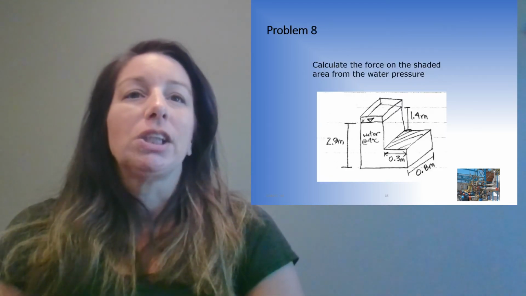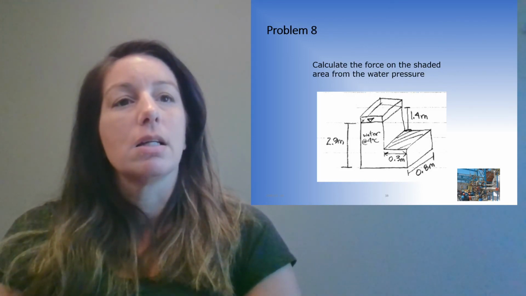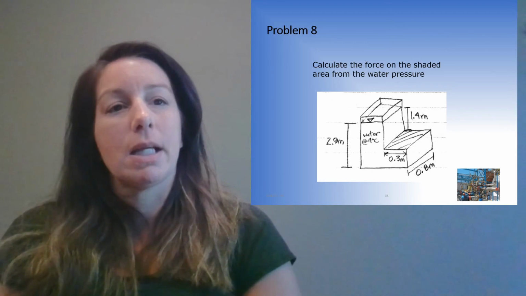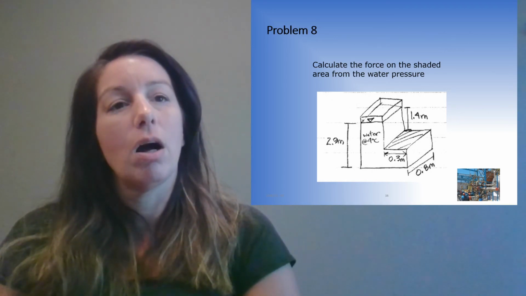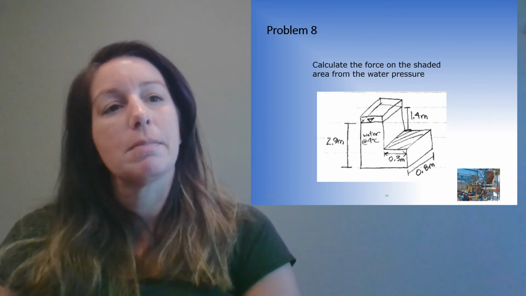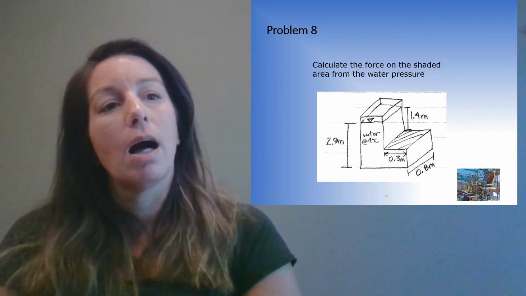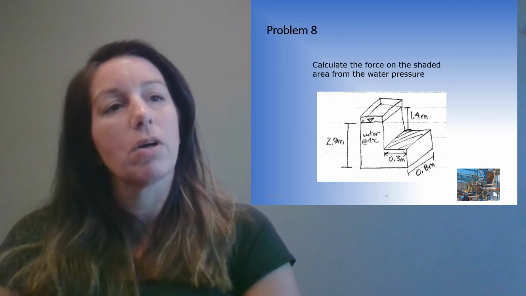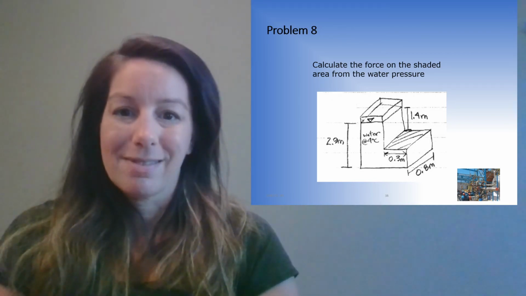Problem 8. Calculate the force on the shaded area of the water pressure. So, hello, look at that. Fun! So we've got this L-shaped container. Water at 4 degrees C. Overall height is 2.9. We've got some basic dimensions of the container. 0.3 for the width of the little leg. 0.8 meters overall, and the little leg is 1.9 meters down. Okay.